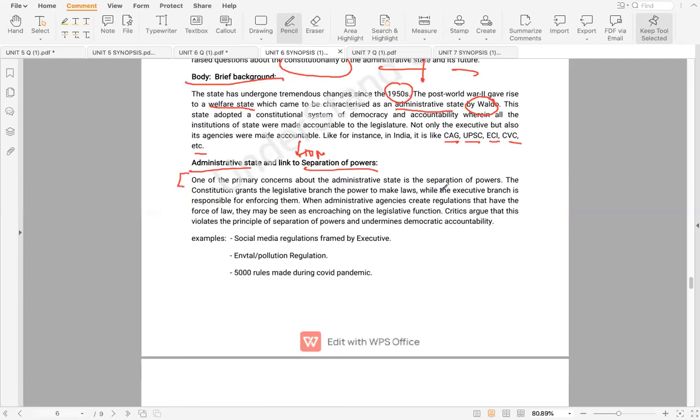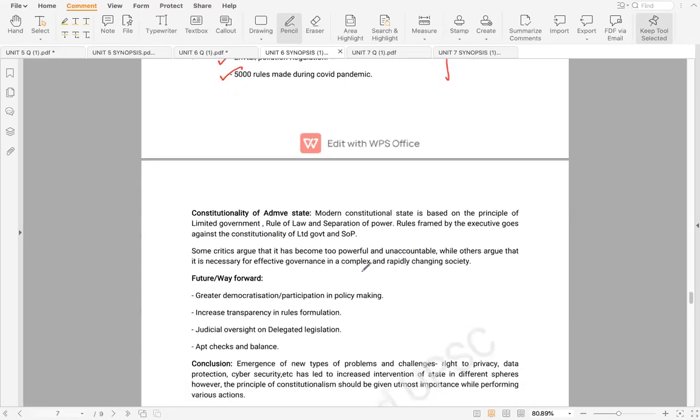So one of the primary concerns about the administrative state is the separation of powers. The constitution grants the legislative branch the power to make laws, while the executive branch is responsible for enforcing them only, as per the constitution. When administrative agencies create regulations that have the force of law, they may be seen as encroaching on the legislative domain. Critics argue that this violates the principle of separation of powers and undermines or relegates democratic accountability, right? For example, social media regulations, environment pollution regulation, 5,000 rules made during the COVID pandemic, etc. You can talk about the rules and regulations that are under the realms of delegated legislation.